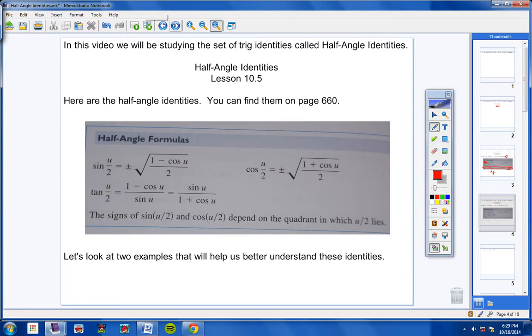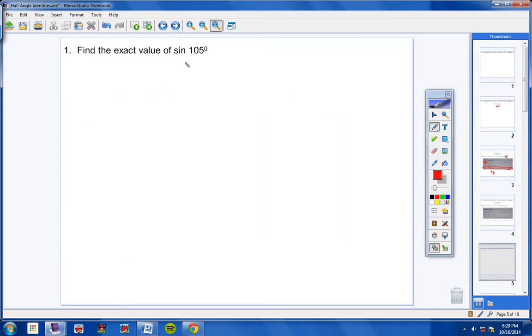First example, I want you to find the exact value of the sine of 105. Now, you could use previous identities, sum and difference, and use 60 plus 45. That would work, but we're trying to practice our new identities, so instead we're going to find the sine of 210 over 2. Why would I do that? Because 210 over 2 is still 105 degrees.